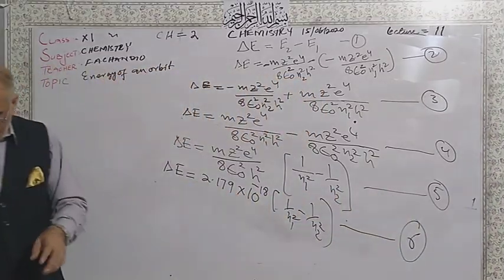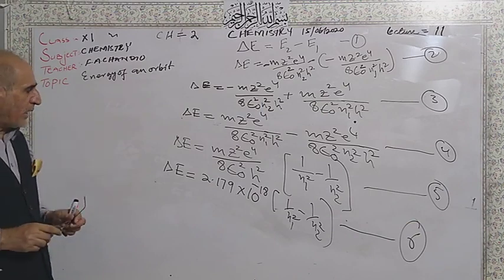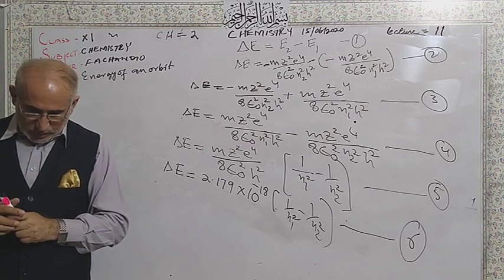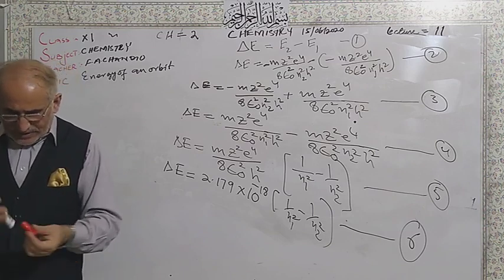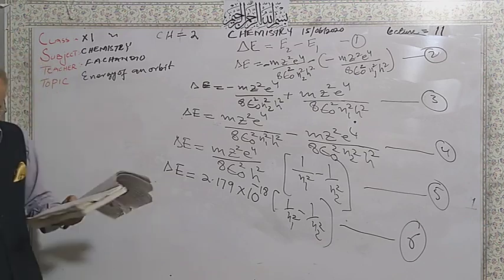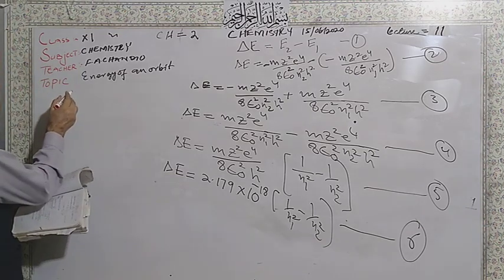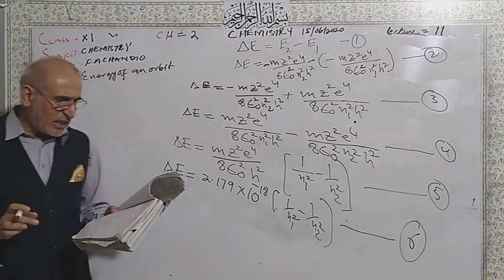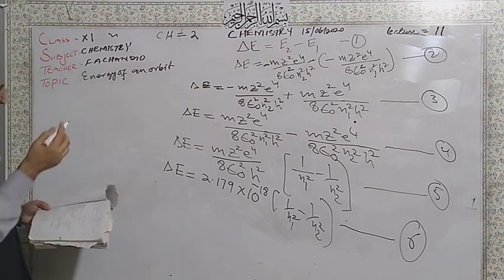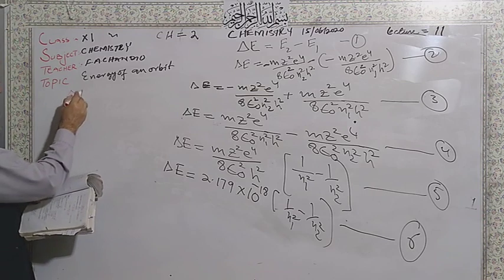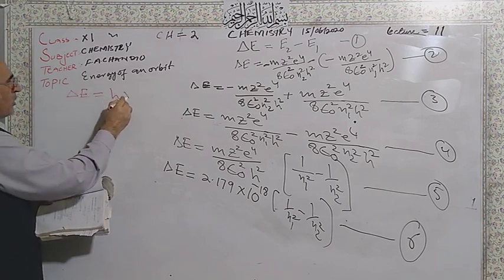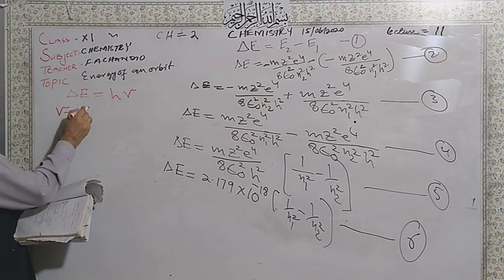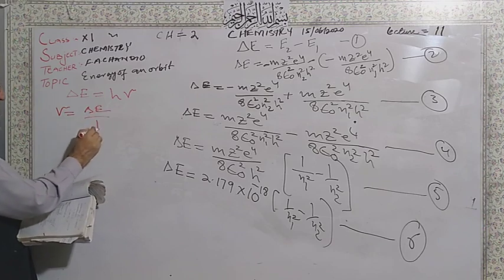So dear students, you can calculate by using this formula. From this you will be able to calculate the change in energy. According to Bohr's atomic model, this change in energy is equal to h times frequency. So you can calculate frequency. Frequency will be equal to delta E over h.